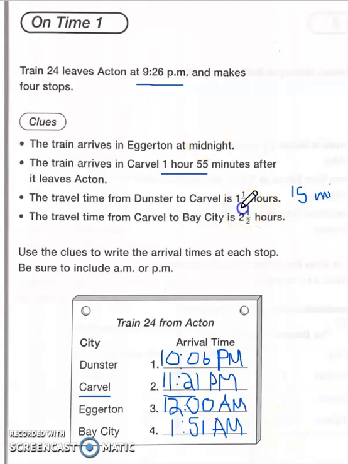Again, if it gives you fractions of hours, you're going to want to think about them in minutes. So make that conversion. And make sure, see, like this one, it didn't go in order. It didn't go Dunster to Carvel to Egerton to Bay City. It kind of jumped around. So make sure you're paying close attention to those destinations. But that's it. Good luck.